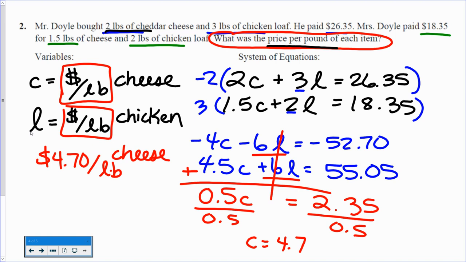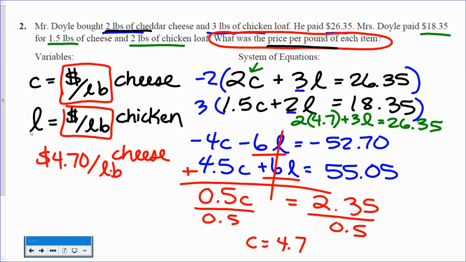To do so, you're going to have to take your 4.7 for C and plug it back into any of our equations we got here. I'll go ahead and do it off on the side. I'll use this one up top. So I've got 2 times 4.7 plus 3L equals 26.35.